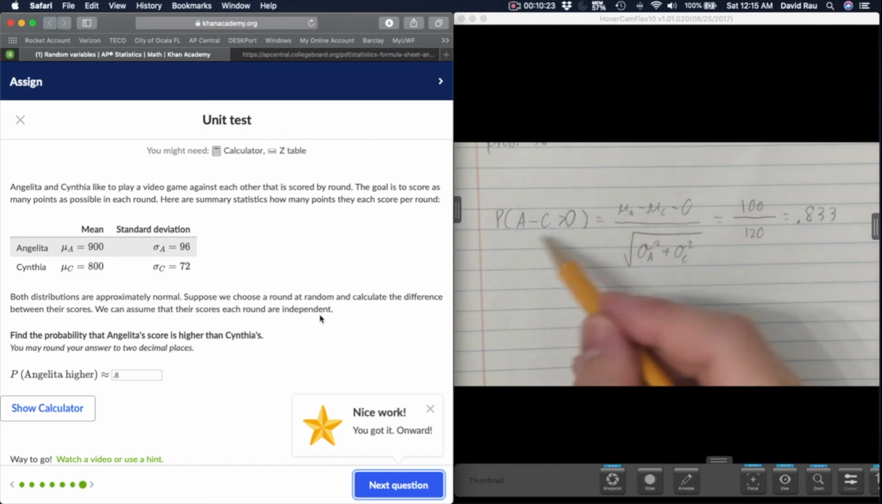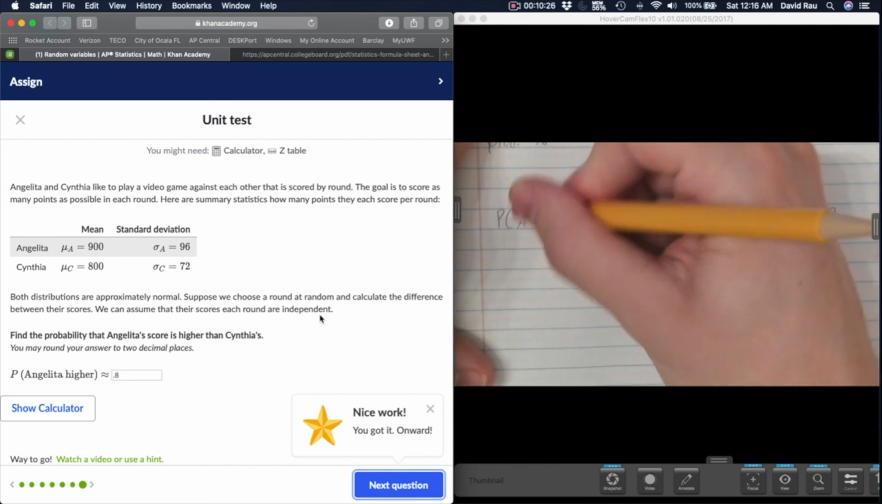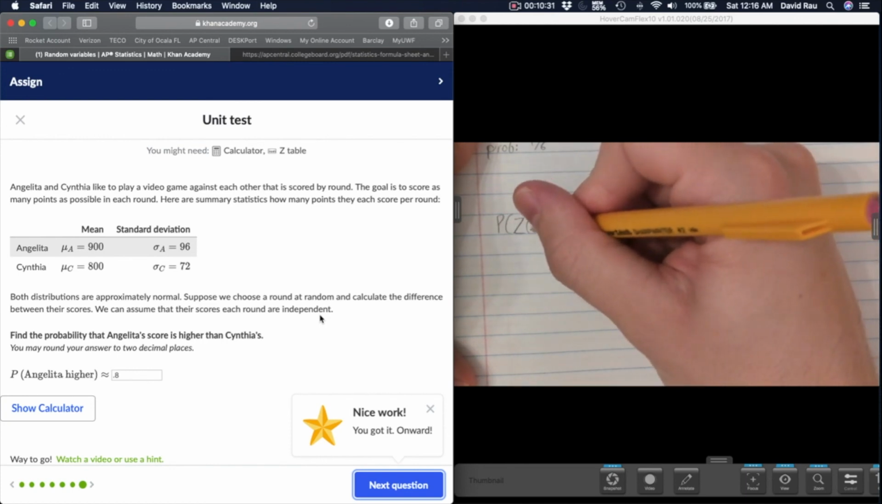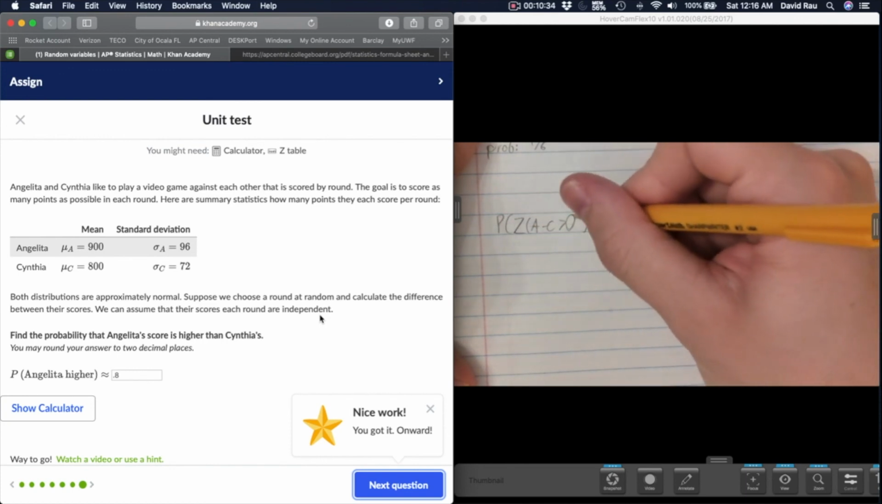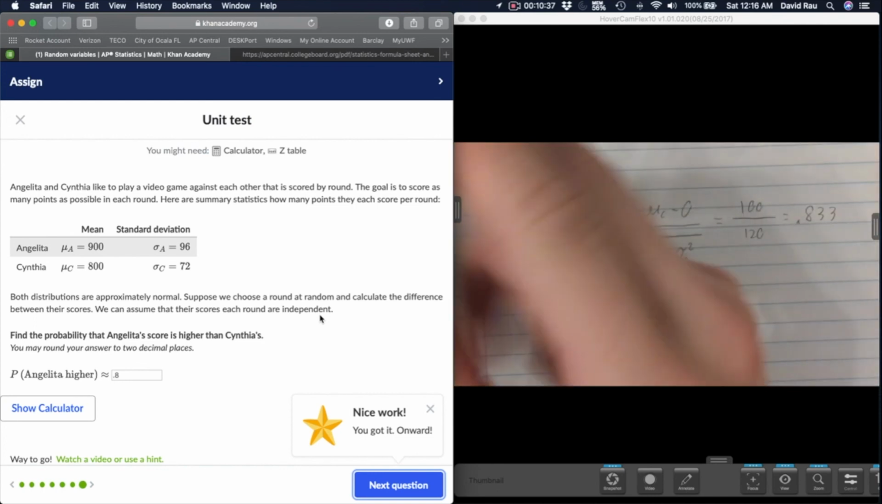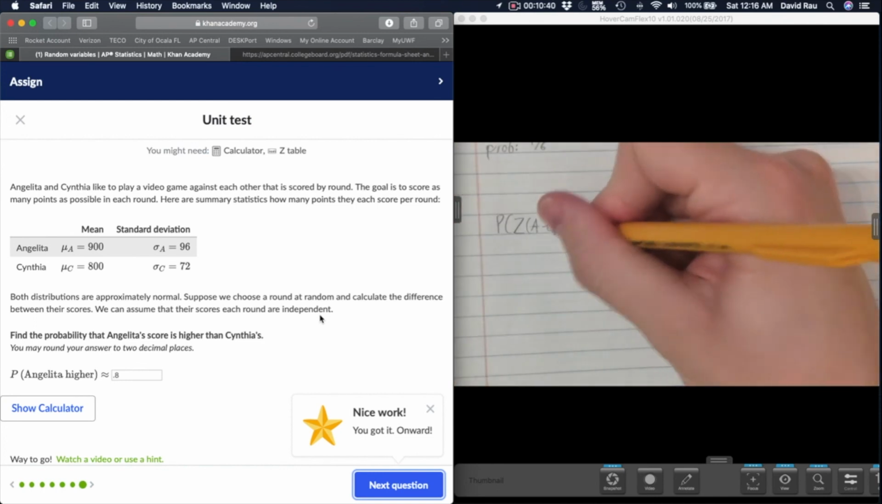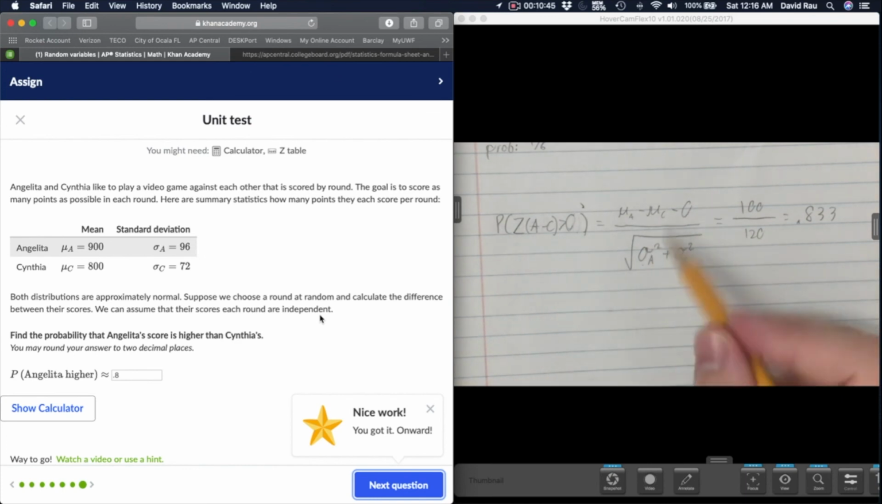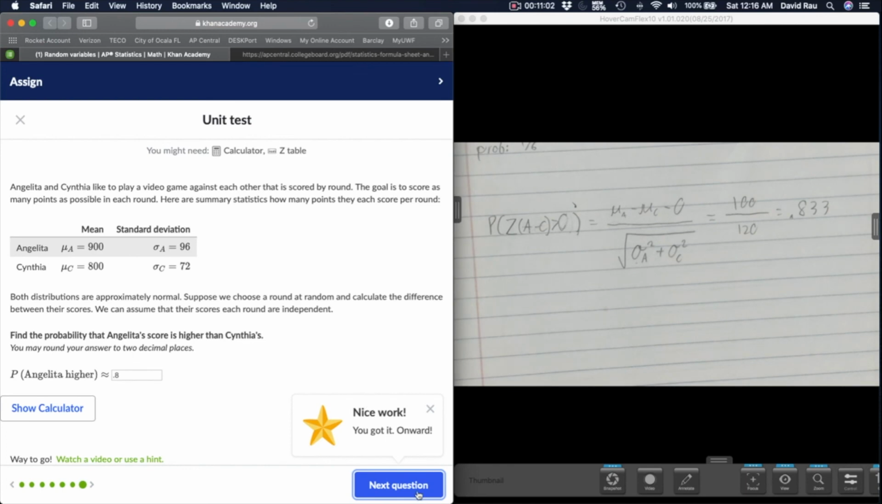And the idea is really we have to write it like this: the probability of the z-score of A minus C being greater than 0. That would technically be a correct way of writing this. So the probability that the z-score, and that's what this is right here, a z-score is what you have minus what you expect divided by the standard deviation. And so that was our z-score, and then we found the area of that z-score using the table.